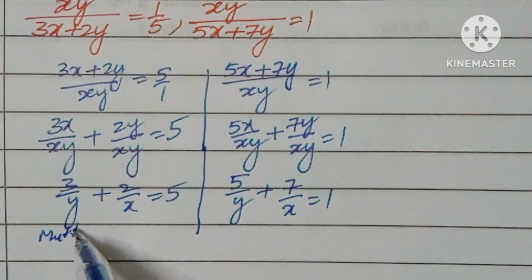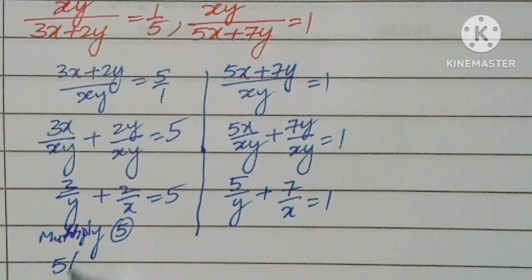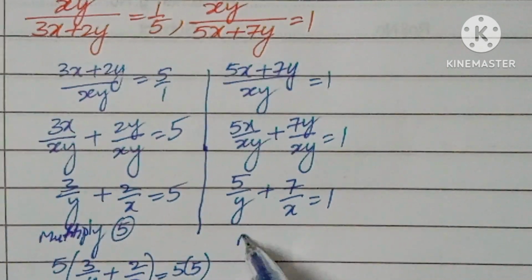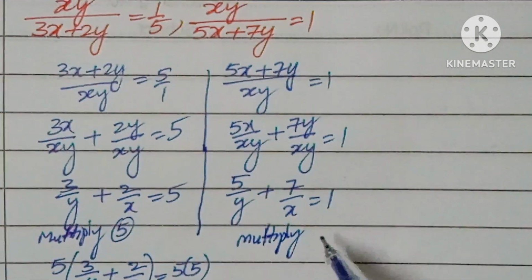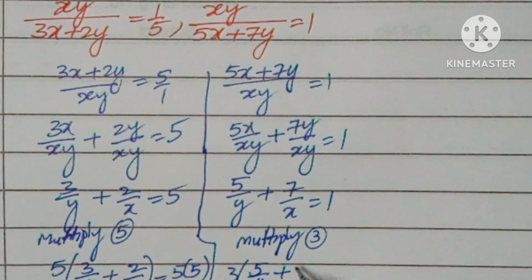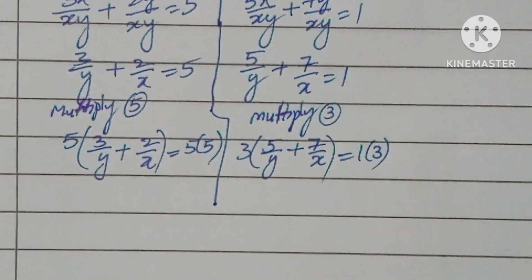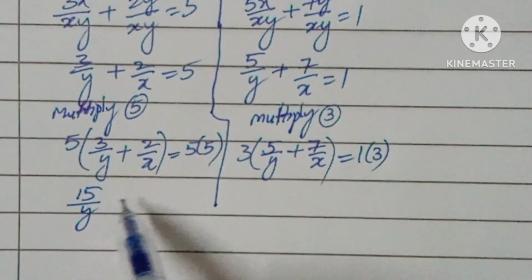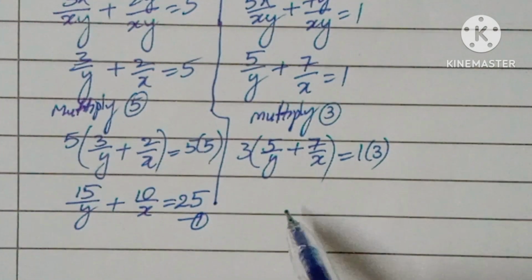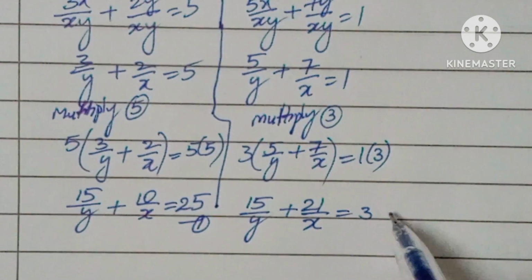Now multiply 5 on both sides: 5 into 3 by y plus 2 by x is equal to 5 into 5. Here multiply 3 on both sides. So here 3 into 5 by y plus 7 by x is equal to 1 into 3. So here you'll get 15 by y plus 10 by x is equal to 25. Let it be 1. 15 by y plus 21 by x is equal to 3. Let it be 2.